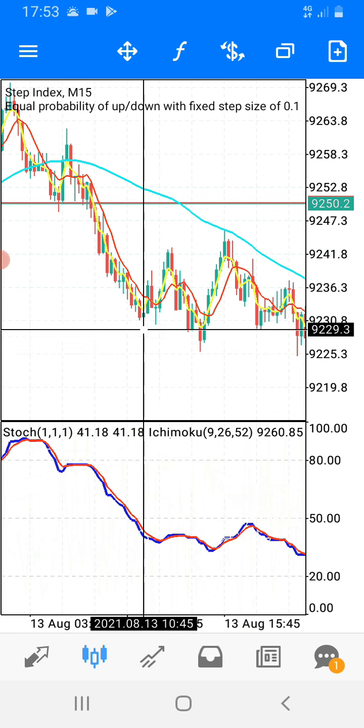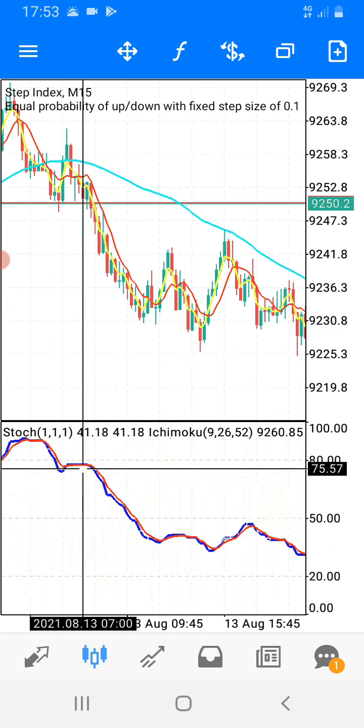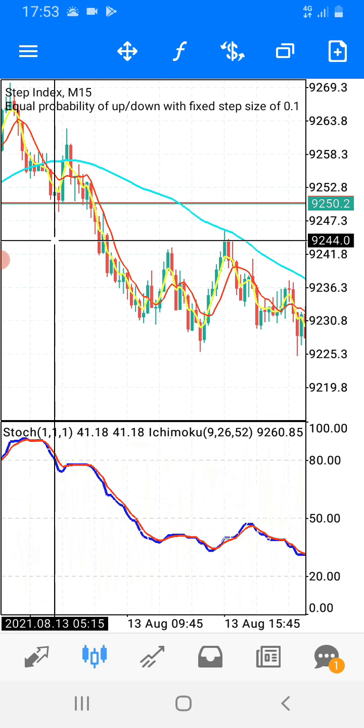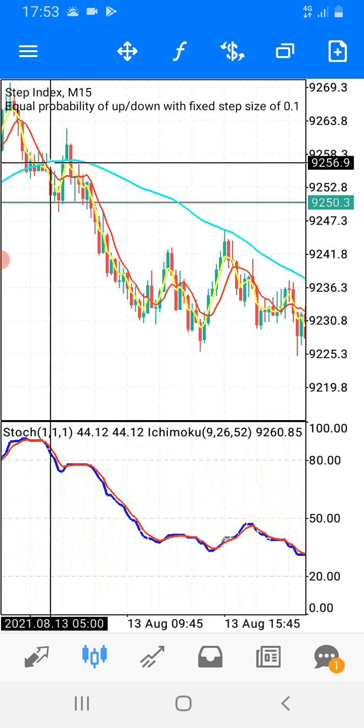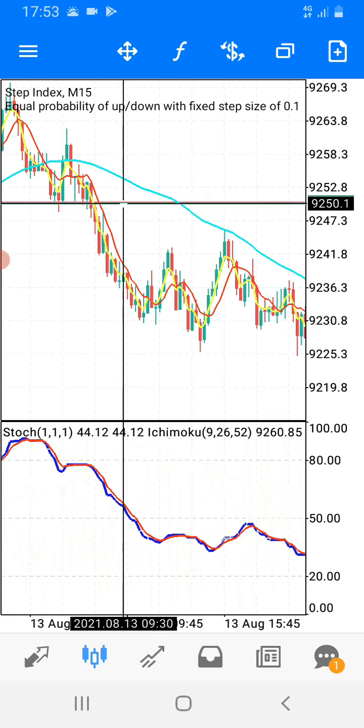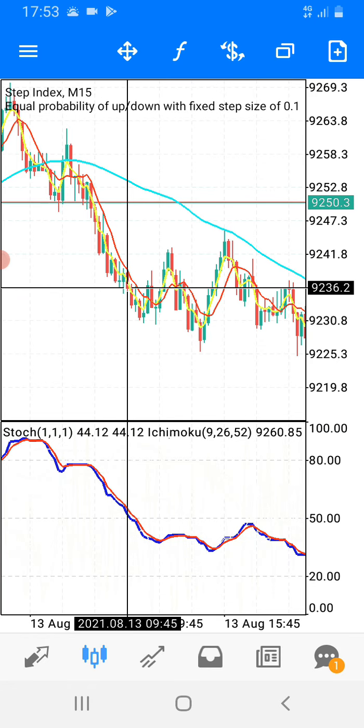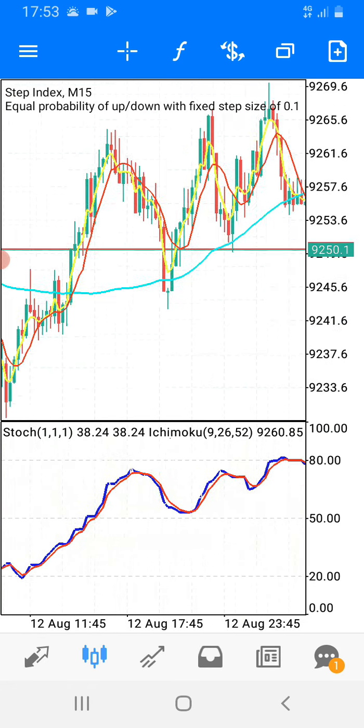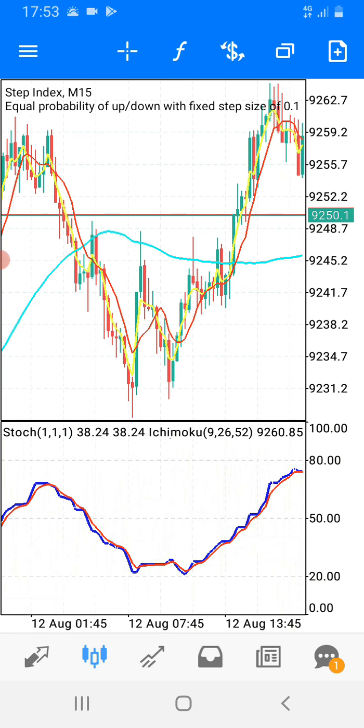Let's check out this crossing. It crossed above at the overbought. Red moving average above the yellow moving average. Look, it's a sell. You can see that, guys. I'm just showing you things you need to understand.